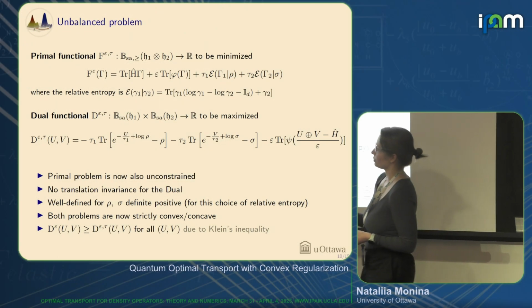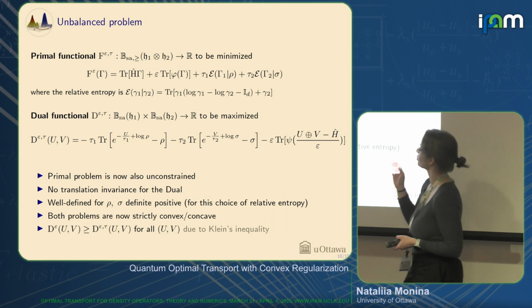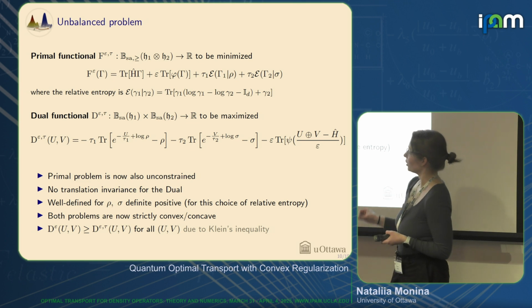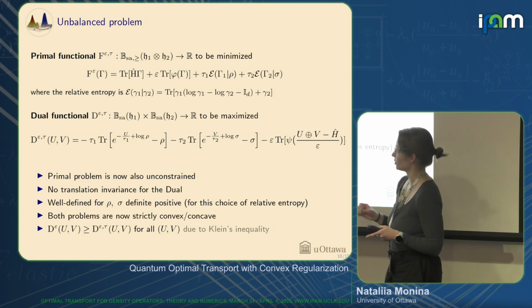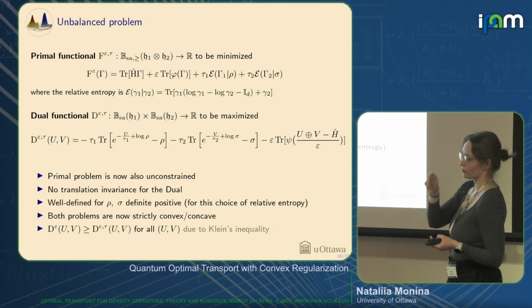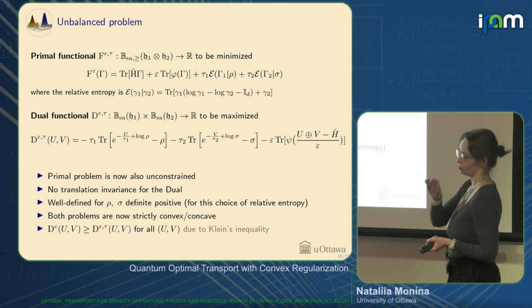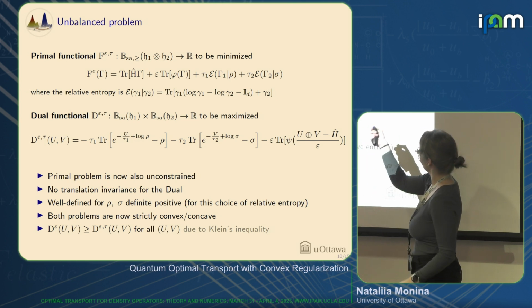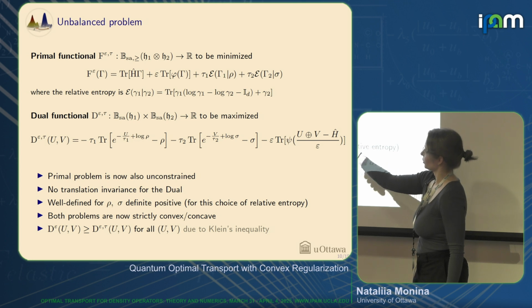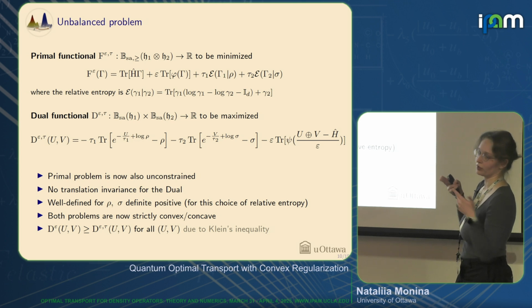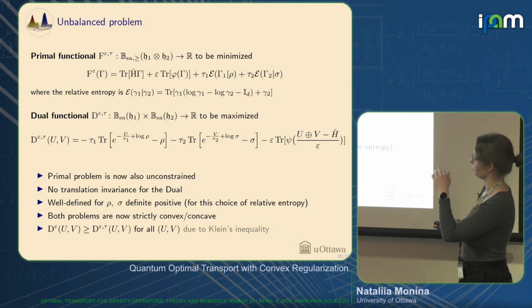Now the primal problem is also unconstrained, because we don't have the strict prescription of the marginals. We also do not have the translation invariance for the dual. Before, we had the dual of u and v equal to the dual of u plus lambda and v minus lambda. We don't have it anymore. Actually, because of these exponentials, this is a strictly convex function, so the maximizer of the dual is unique. So we don't need to do anything.